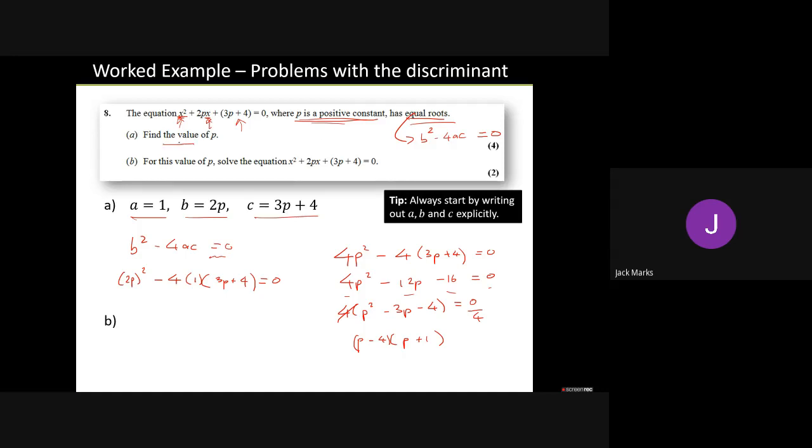Find the value. There must only be one. It's a positive constant. In that case, p is 4 then. Okay?